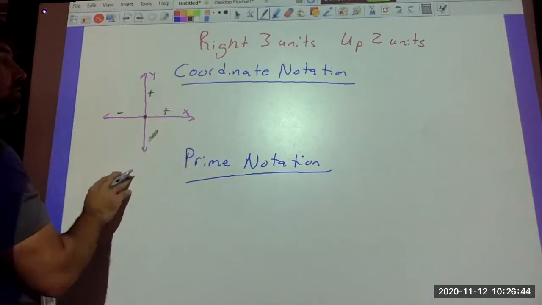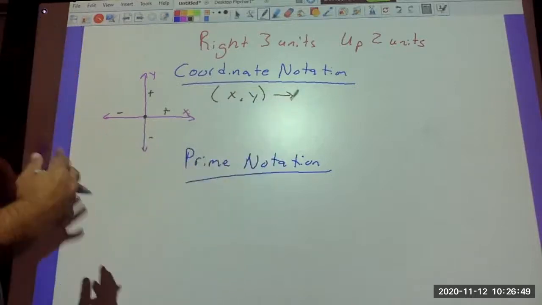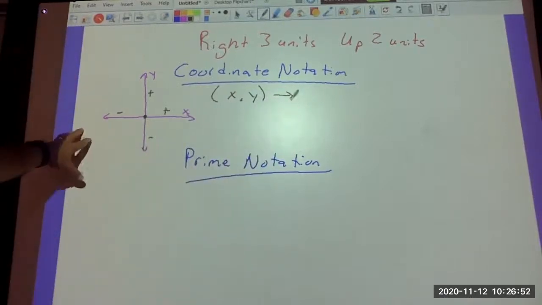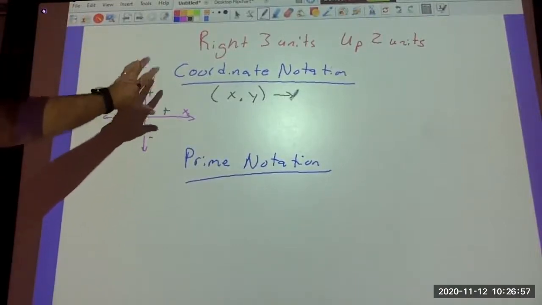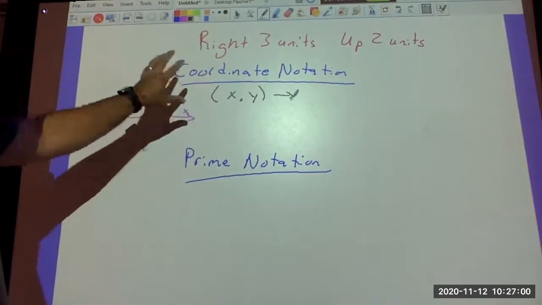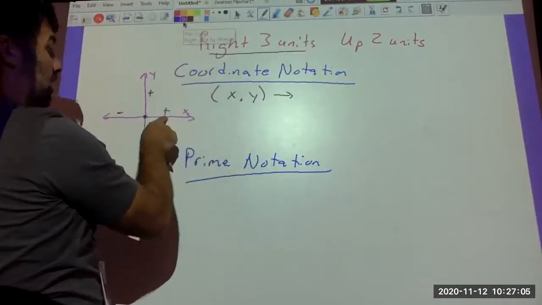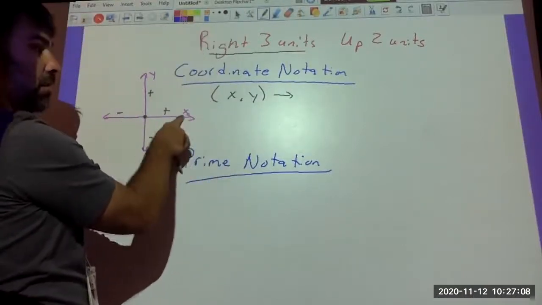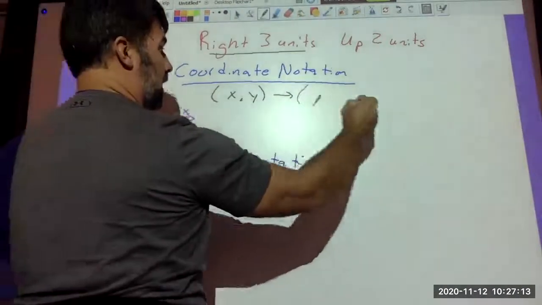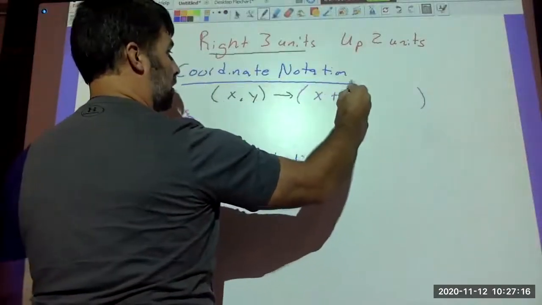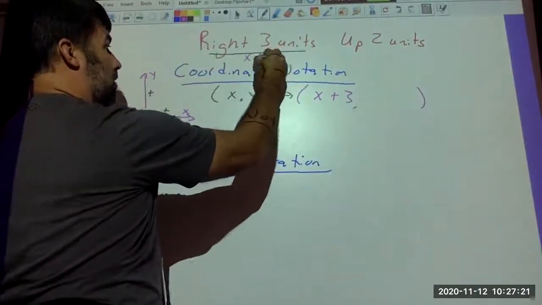So coordinate notation is this. If I take any coordinate that is on the shape that I have, whether it's the L in Desmos or a triangle that we're going to do in Khan Academy, I take those coordinates, and what right 3 units means is that the x-axis goes left and right. So if I go right 3, I'm adding 3. So every x coordinate is adding 3 because right 3 means x plus 3.